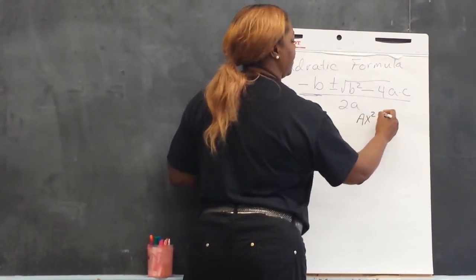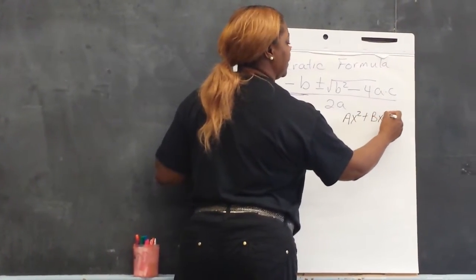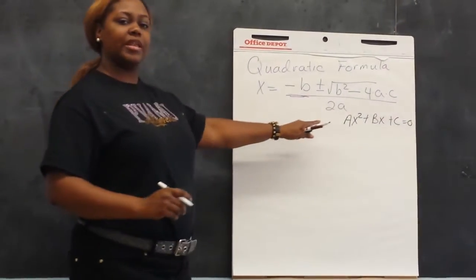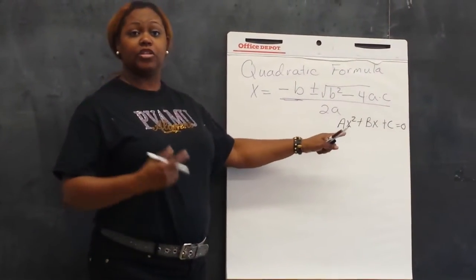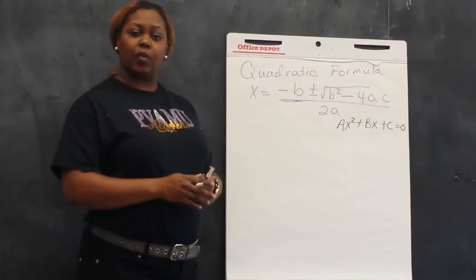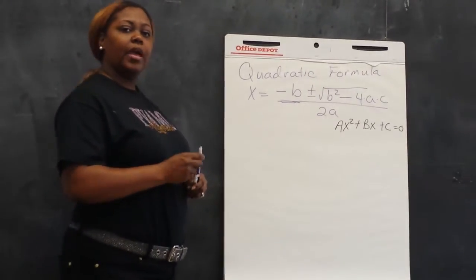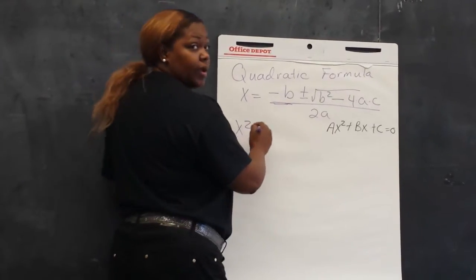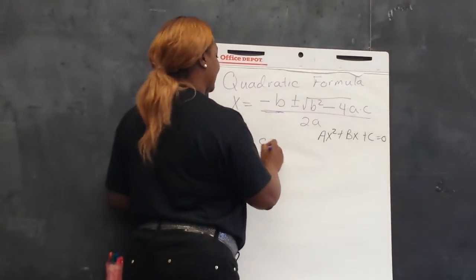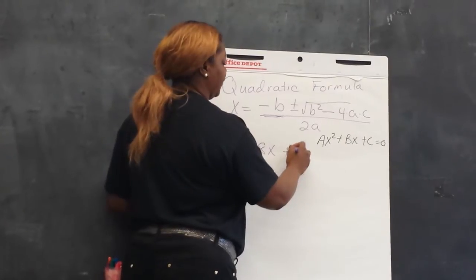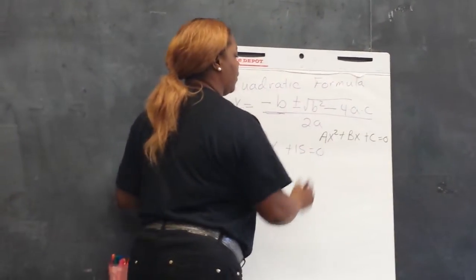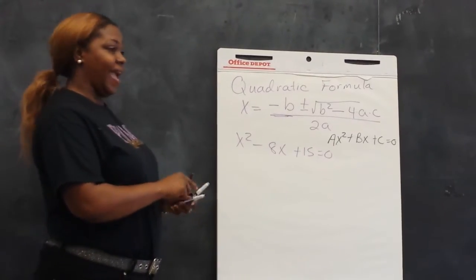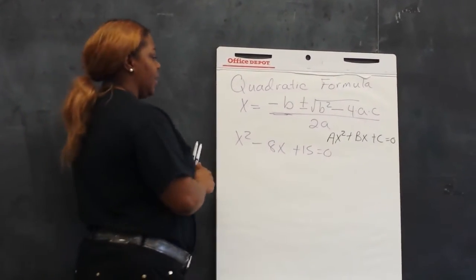ax squared plus bx plus c equals 0. You want to make sure you get your equation in that form to solve, if it's not already done for you. So, here we have a problem. x squared minus 8x plus 15 equals 0. Already in standard form, you do have to find your a, your b, and your c.